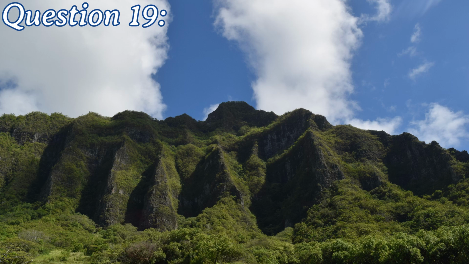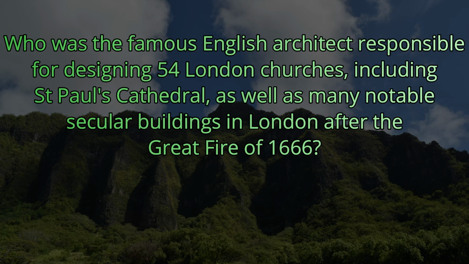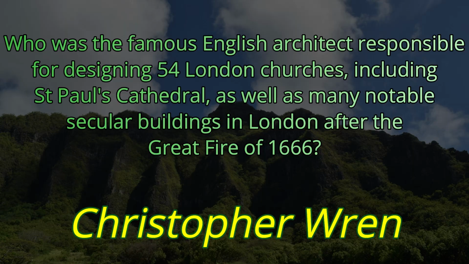Question number 19. Who was the famous English architect responsible for designing 54 London churches, including St. Paul's Cathedral, as well as many notable secular buildings in London after the Great Fire of 1666? The answer is Christopher Wren.